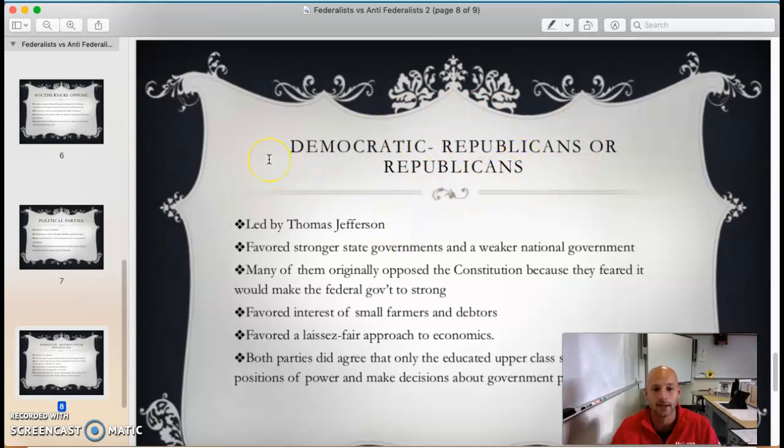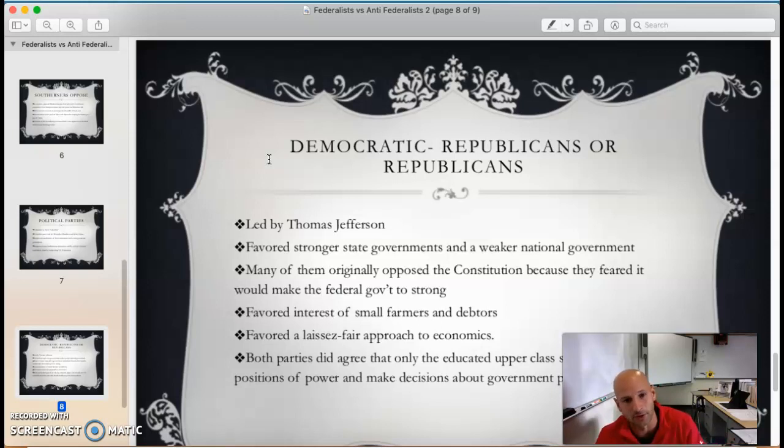Okay, and they favored stronger state governments and a weaker national government. Well, it makes sense. You know, Hamilton's from the north, Jefferson's from the south, and John Adams is from Massachusetts. So we see these guys, and he wanted a weaker national government, stronger state governments.